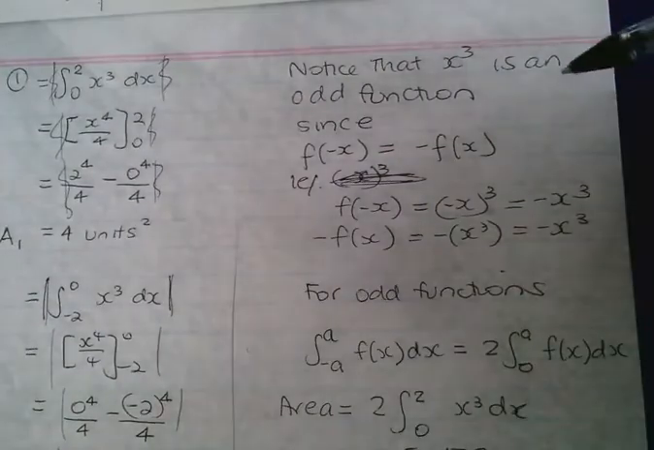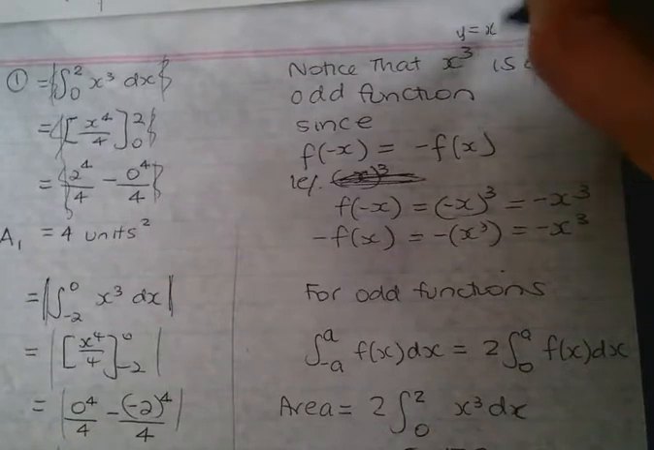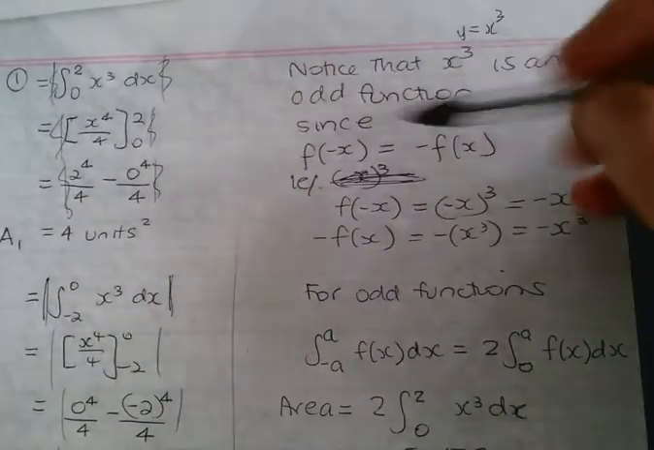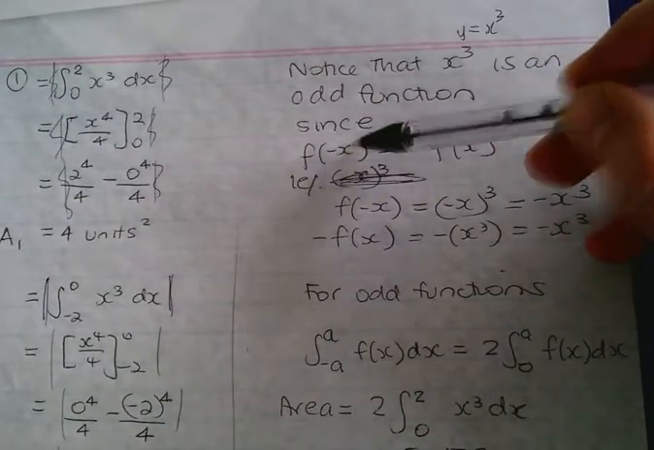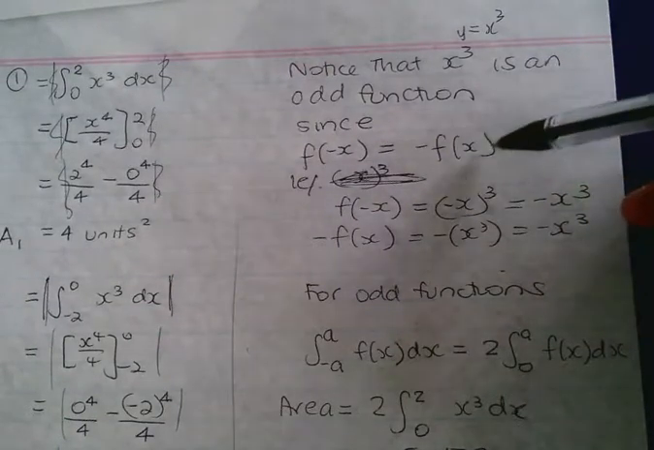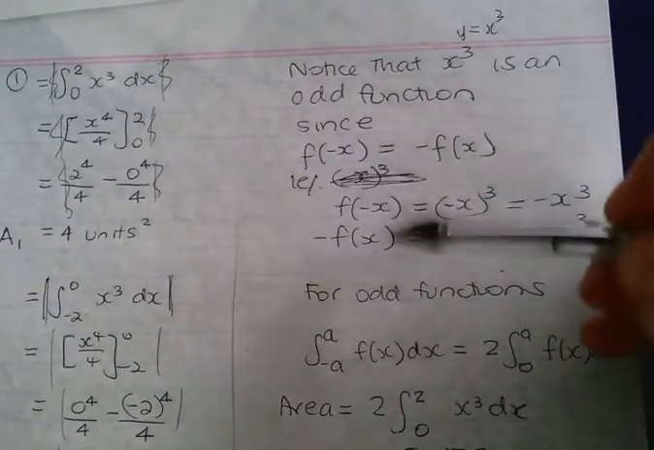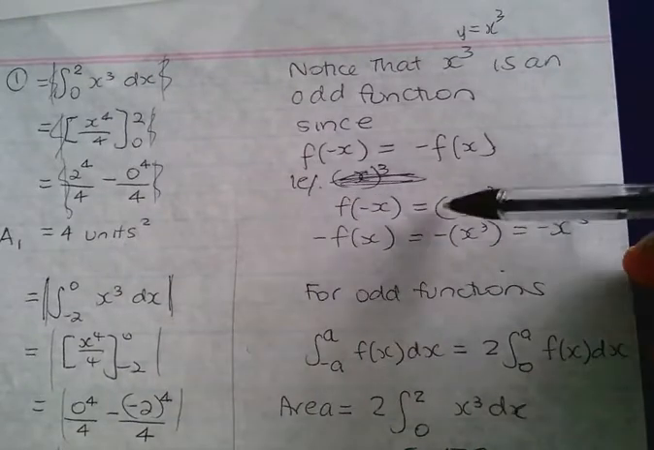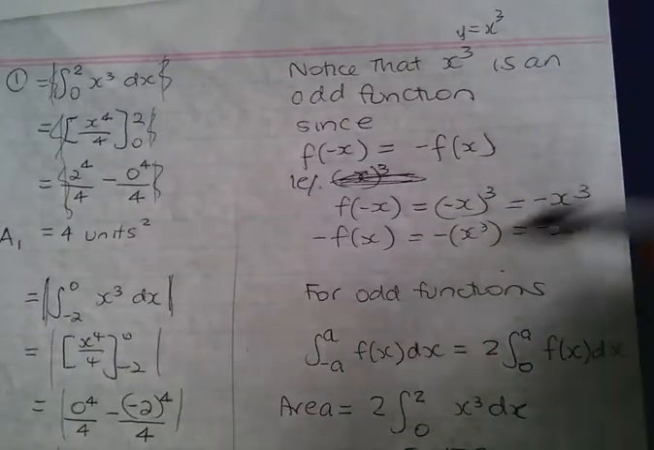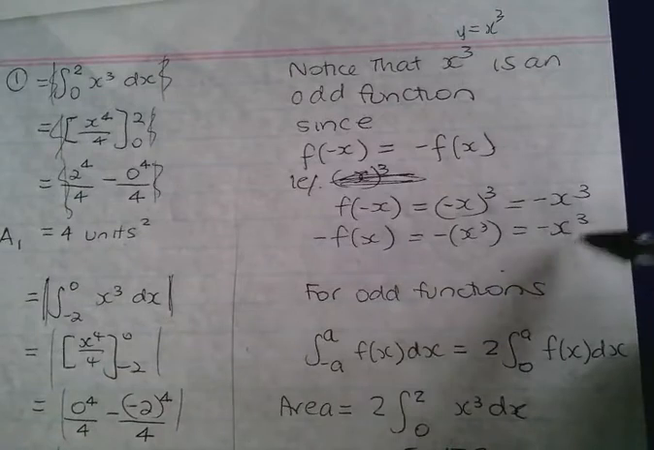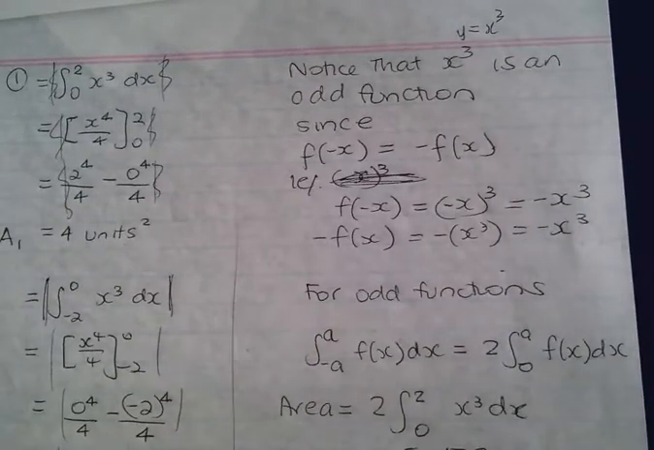I've noticed that x cubed is an odd function. Well, that's y equals x cubed, or function of x is x cubed. It's an odd function since function of -x equals negative function of x. That's the rule we learnt earlier in year 11. Function of -x is -x all cubed, which is -x cubed. And the negative function of x is also -x cubed, so it's an odd function.